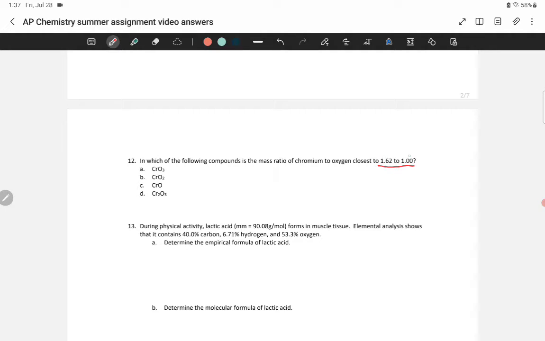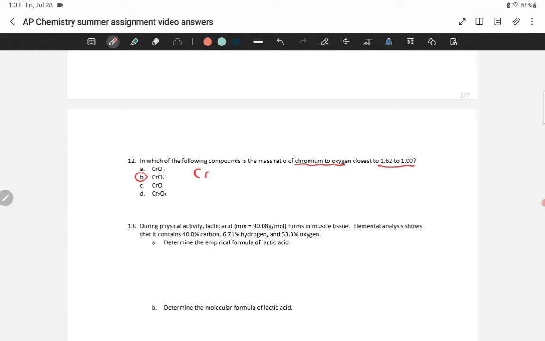We need to get that ratio of chromium to oxygen. So I think this might also be a guess and check for you guys. Again, we want to get to a 1.62 to 1 ratio. I did guess and check all 4 of these, and I got to answer B.